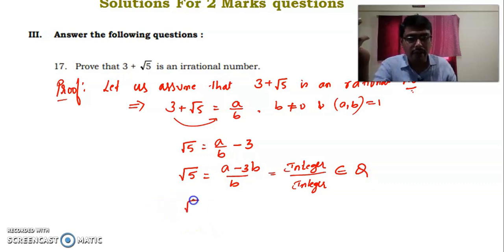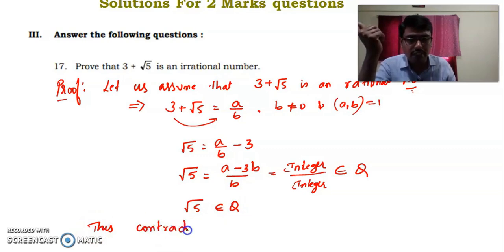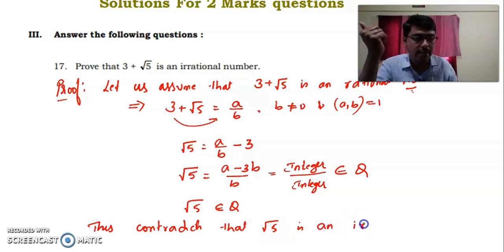So what am I going to get? I am getting root 5 is a rational number. Is it true? No. So this contradicts that root 5 is an irrational number.